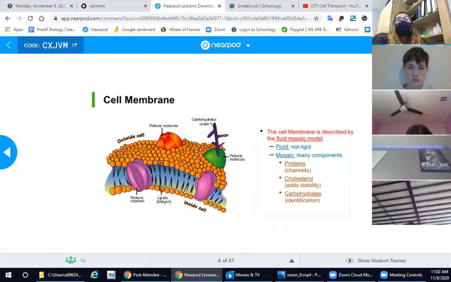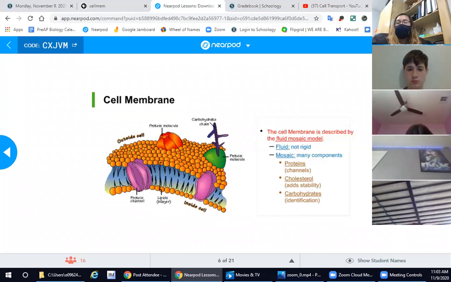So we say that the cell membrane is a fluid mosaic model. We say fluid because it's not rigid. It's able to move how it needs to move, to go where it needs to go, or to accept what it needs to accept. It's fluid. And it's made of many components, so we say it's mosaic. It has proteins, cholesterol, and carbohydrates. They are all embedded somewhere in the cell membrane. That's why we say it's mosaic.